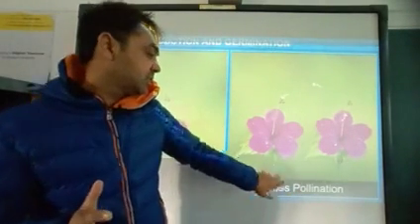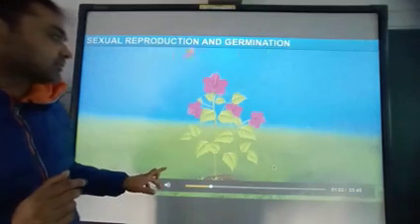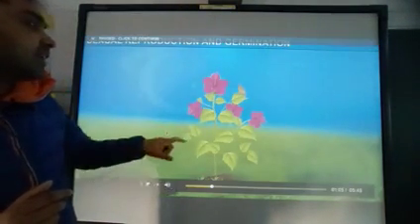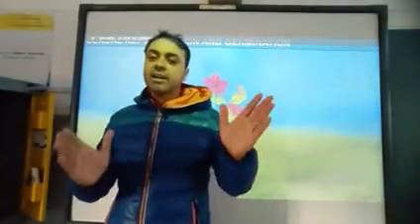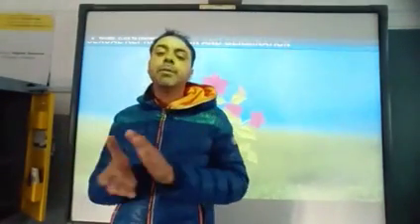Okay, so these are the types of pollination and these are the different agents of pollination. Agents means, we just discussed that the pollen grain has to travel from the anther and reach the stigma.